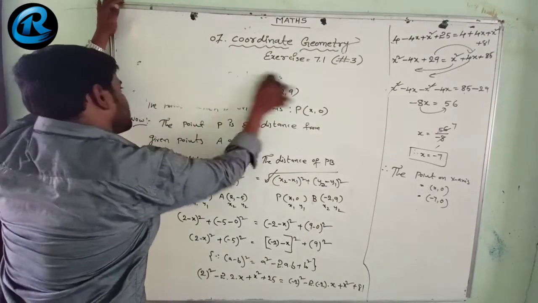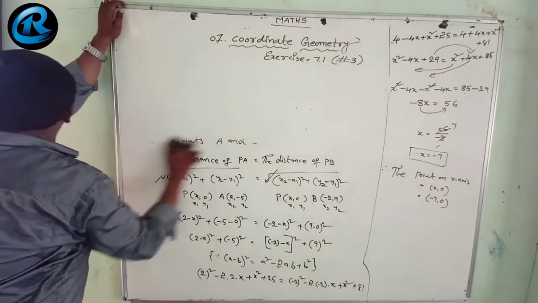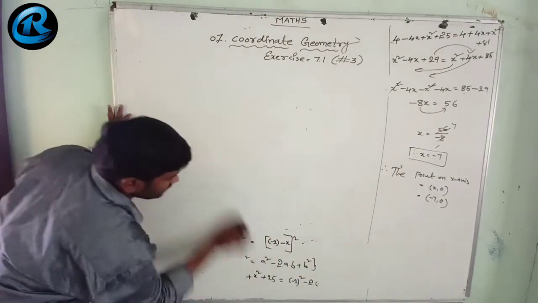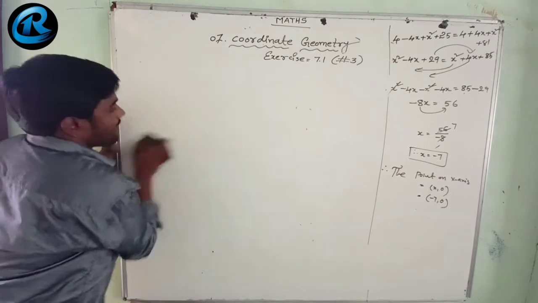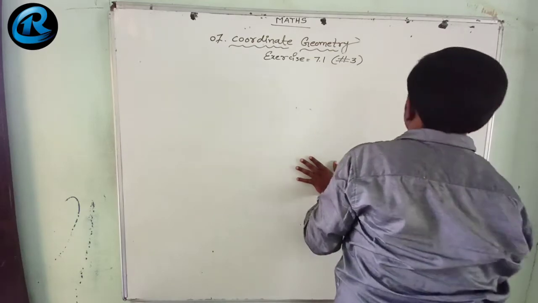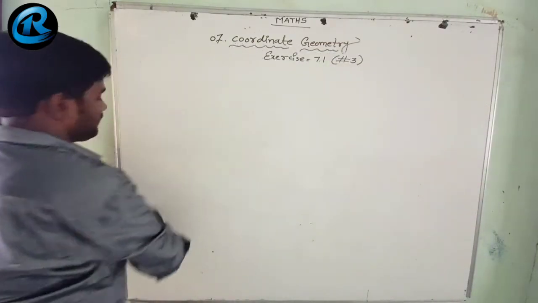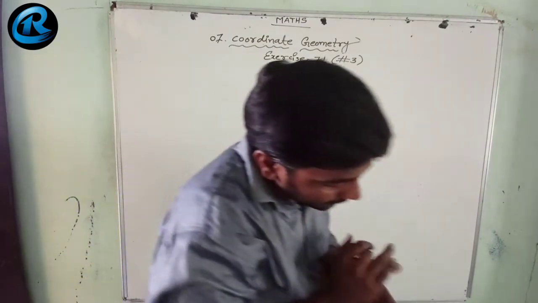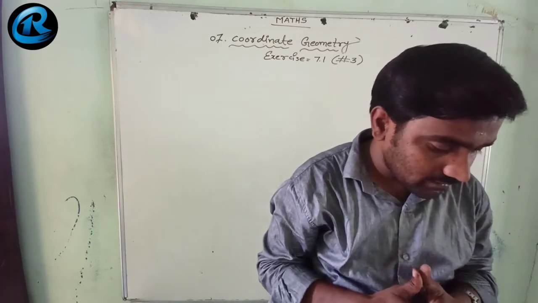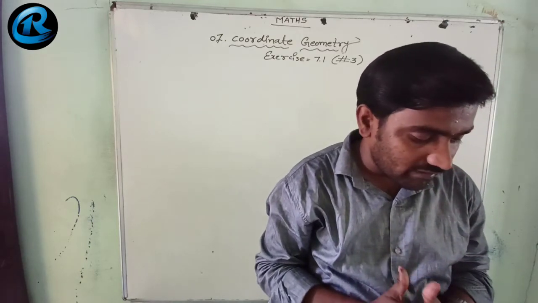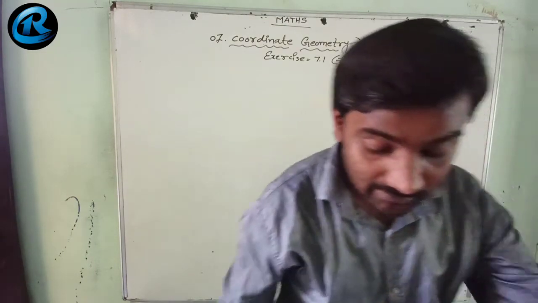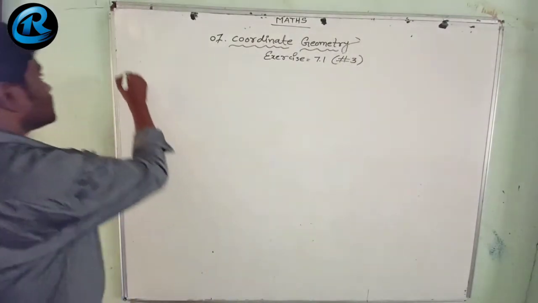Question number 10. If the distance between the 2 points x comma 7 and 1 comma 15 is 10, then find the value of x. The distance between 2 points is given here. Very simple solution.